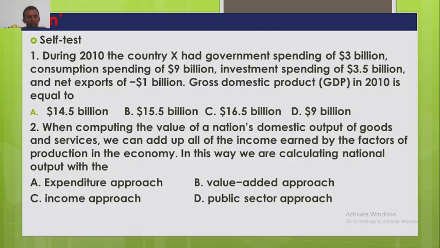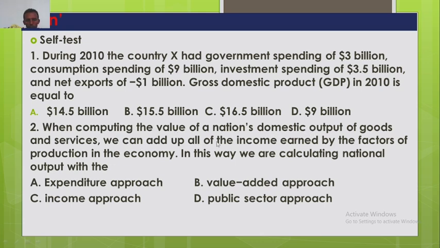Question 1. During 2010, the country X had government spending of $3 billion, consumption spending of $9 billion, investment spending of $3.5 billion, and net export of minus $1 billion. Gross domestic product in 2010 is equal to ይሄ ማለት ነው። ምርጫ ነው። Question 2.